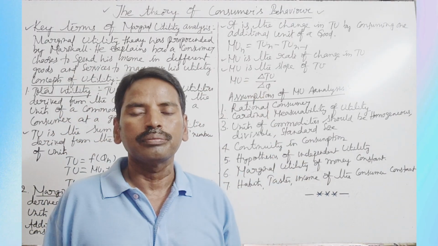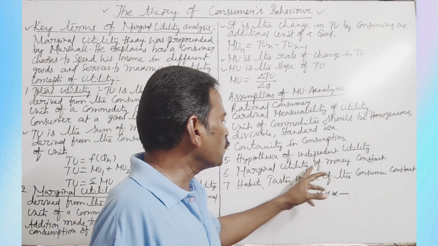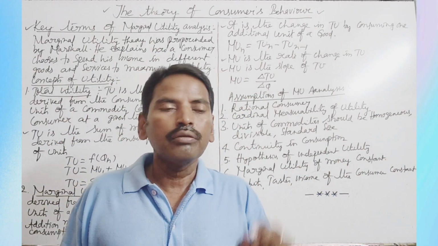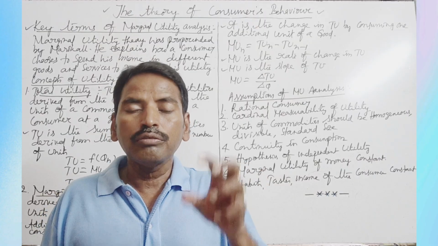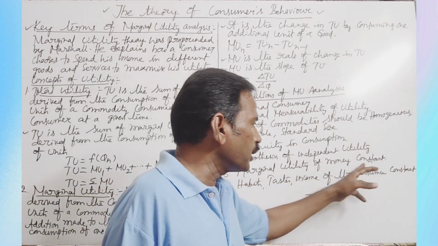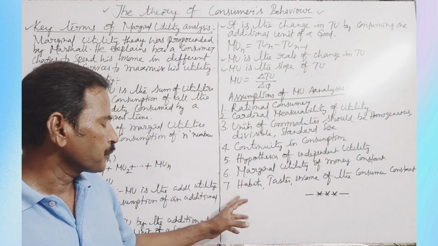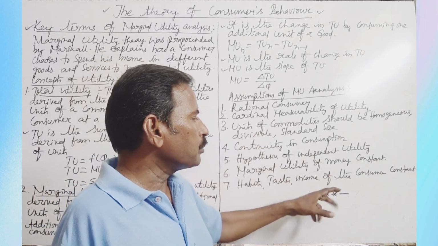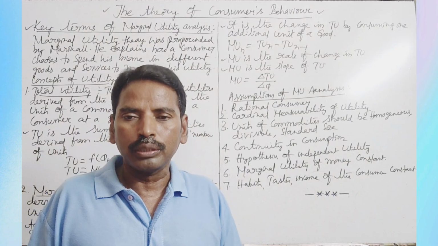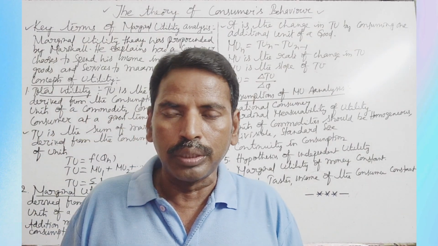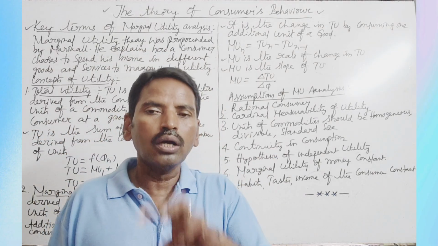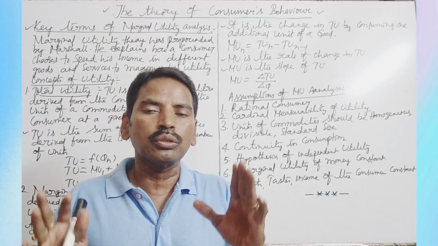Next, sixth one, marginal utility of money is constant. Every extra rupee gives the same satisfaction. That means the marginal utility of money remains constant. Next, habits, taste and income of the consumer remain constant. Habits, taste and preference, and income of the consumer remain constant. Then only the law holds good.